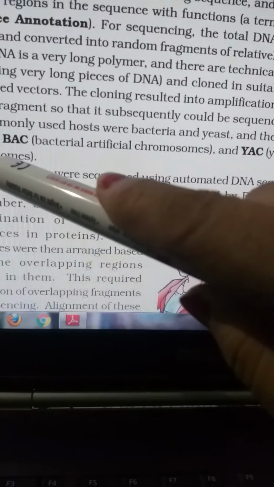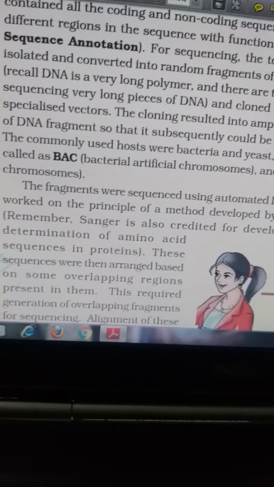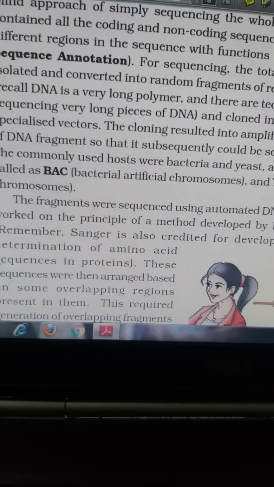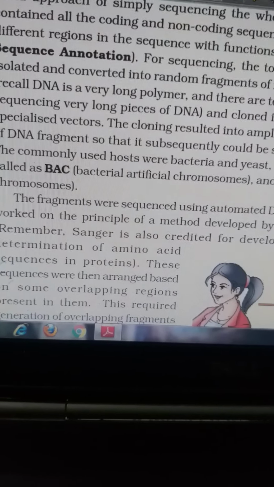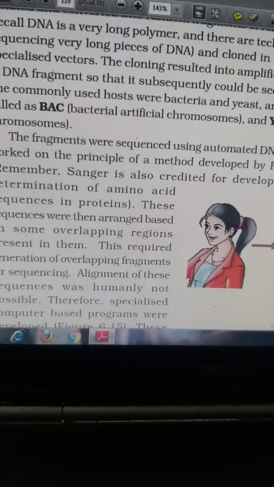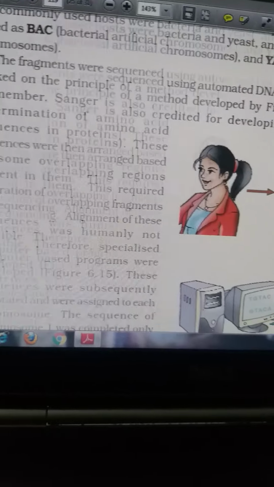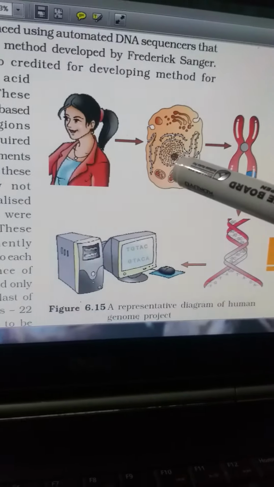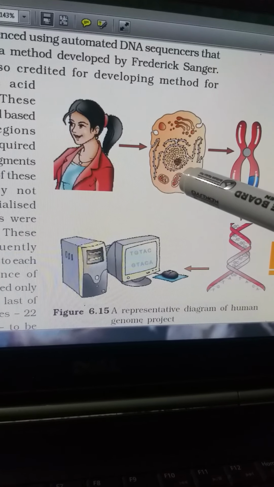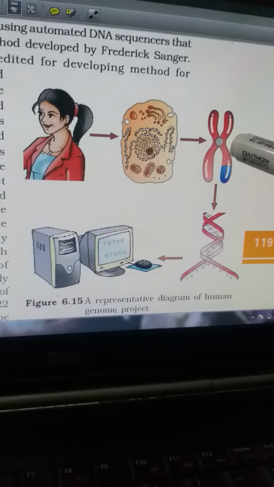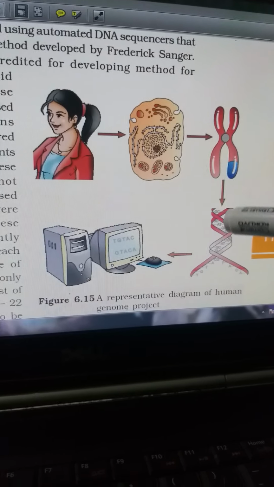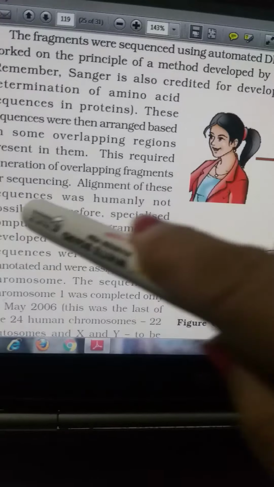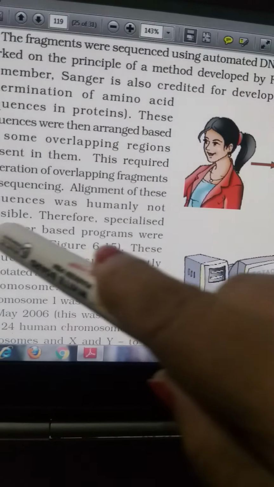Here we basically use a bacterial sequence. If you fuse it with a bacterial DNA sequence, you get a repetition of that. And then there are yeast artificial chromosomes. Now you see how it can be done. Here the human DNA is taken, it is cut down, the sequence is tagged and fused with a bacterial DNA, and here you get it. The alignment of these sequences is humanly not possible.